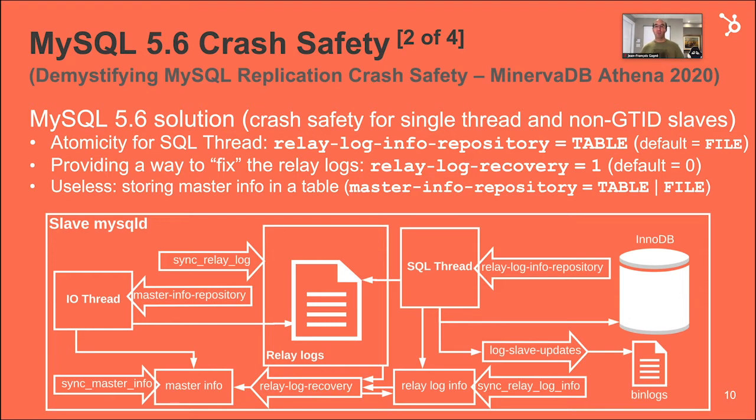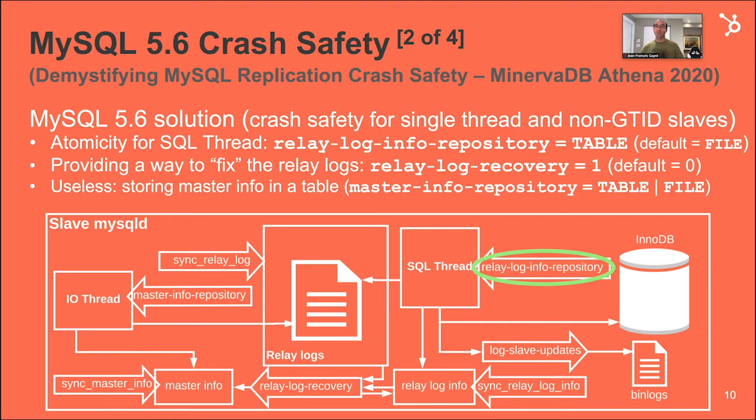So there's a new parameter called relay_log_info_repository, which by default is FILE. So we're storing relay log info in a file by default, like 5.5. But you can set this to TABLE. And this parameter allows for atomicity for the SQL thread state tracking. So when the SQL thread commits something in InnoDB, at the same time, it will update its state. So now we have atomicity between relay log info and the data.